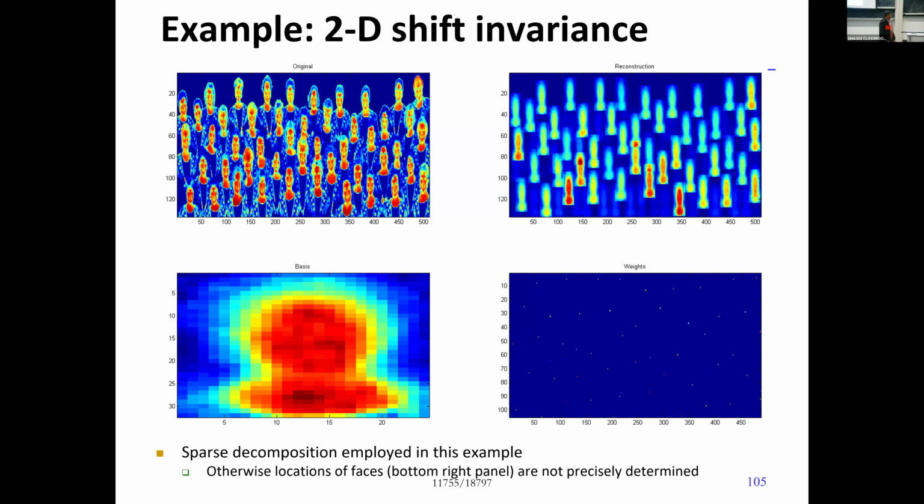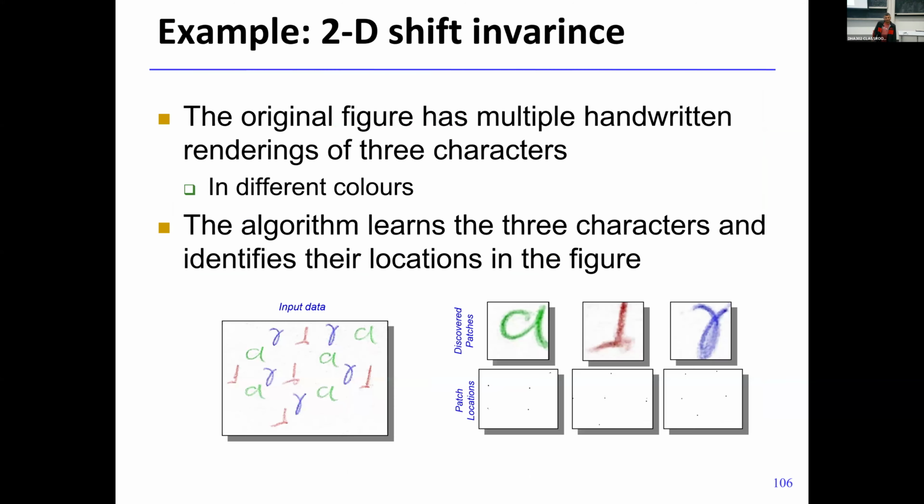So if I decompose this picture into the composition of a single patch, here's the patch that comes up. It looks like an outline of a face. And here is the set of weights. It's a two-dimensional space, and you can see it highlights the location of every single face in the image, right? Or here's something more interesting. This thing has 3 characters. The A's are in green, the R's are in blue, the L's are in red. And now this goes beyond 2 dimensions. Now it's 3-dimensional: 2-dimensional space, and the 3rd dimension is color, right?